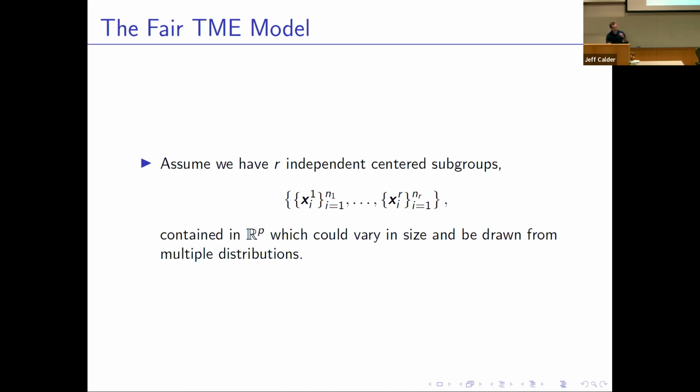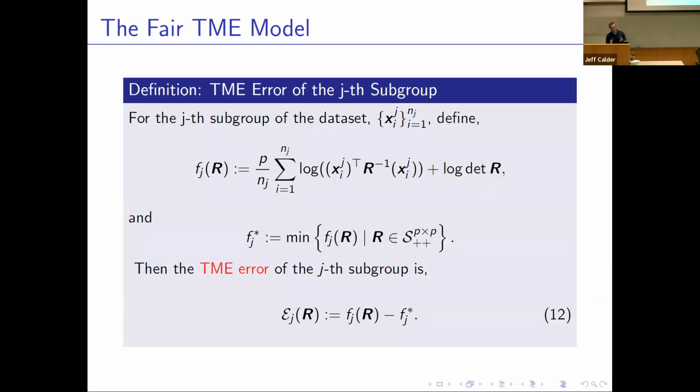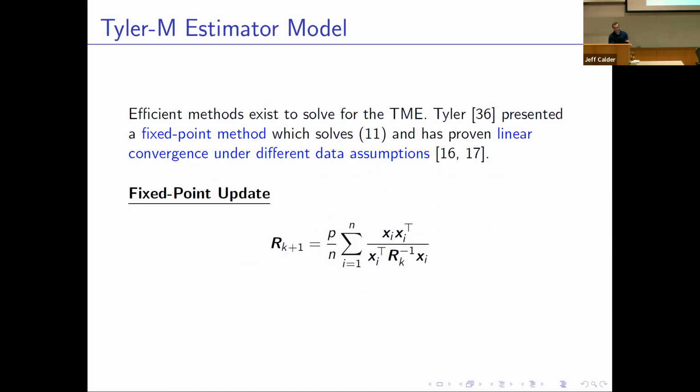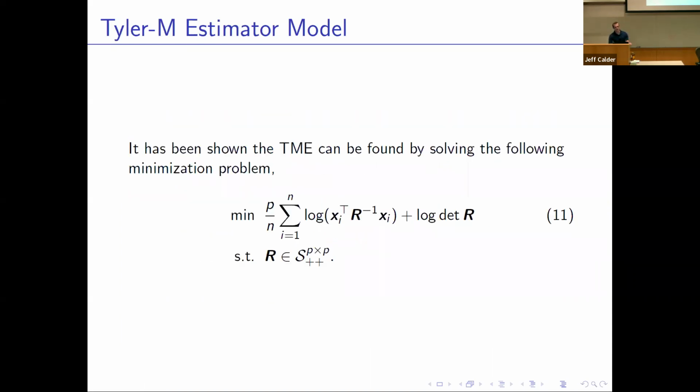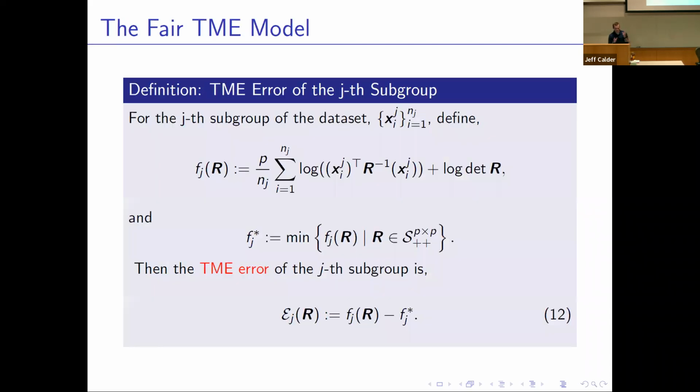In order to build this, we leverage the Tyler M estimator model. I needed to define something, say, a TME error for the j-th subgroup. The function f_j that I have is the objective function that you see in problem 11. The TME error is going to be the difference between the best value you could obtain for this problem and the solution you get from the TME model. So this is the objective function from the TME model.